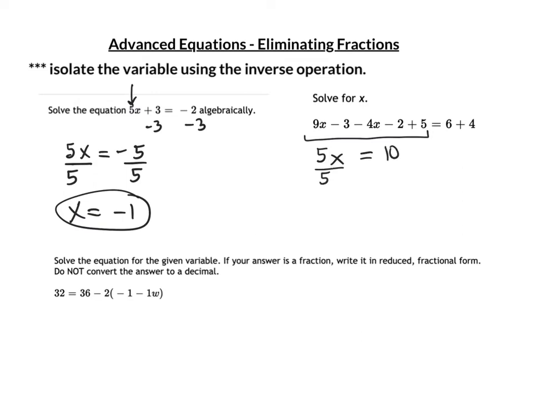And now I can just get rid of the 5 with the inverse operation. This is 5 times x, so I'm going to divide by 5. Inverse of multiply is divide. And 10 divided by 5 is 2.